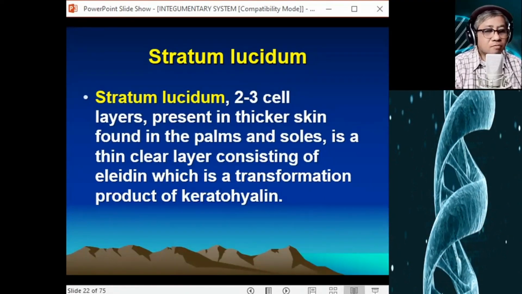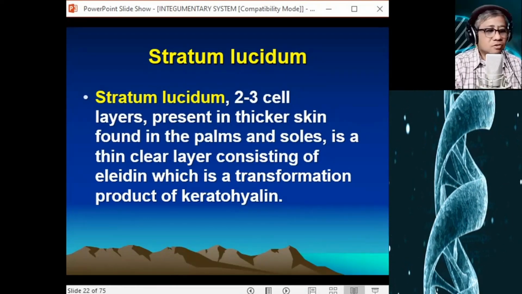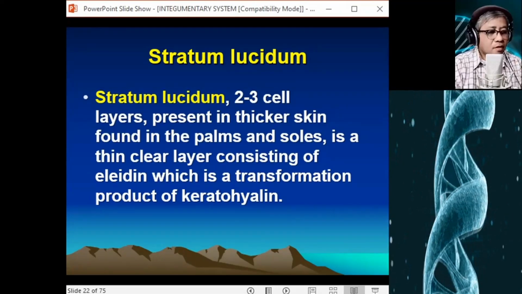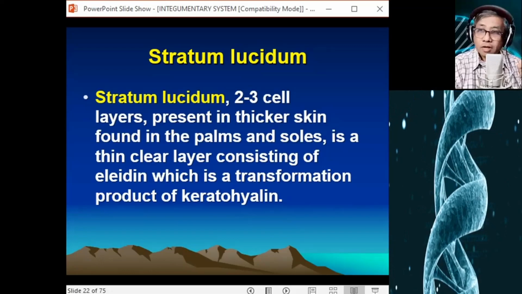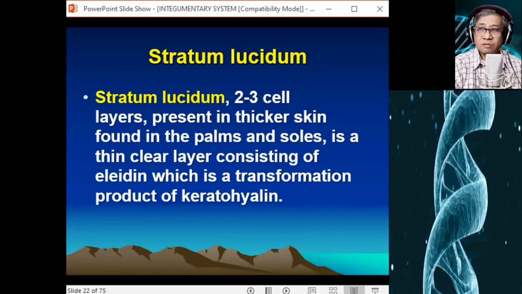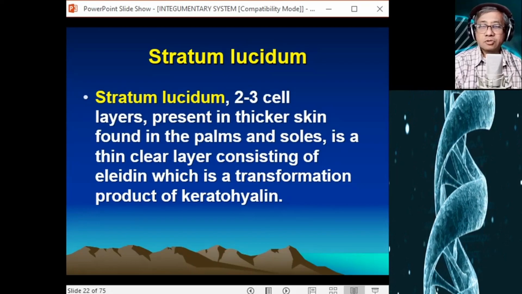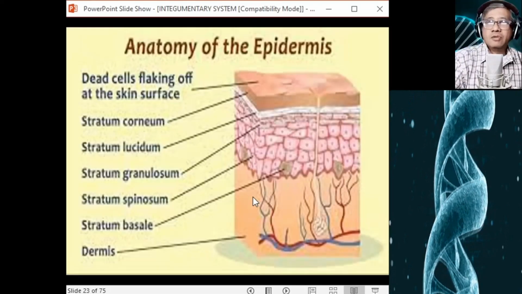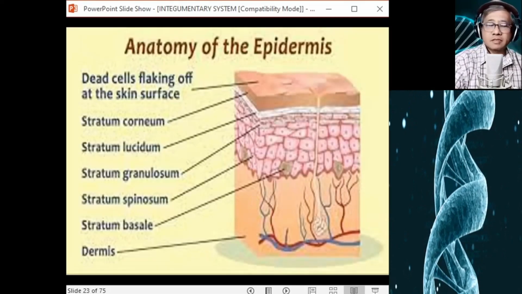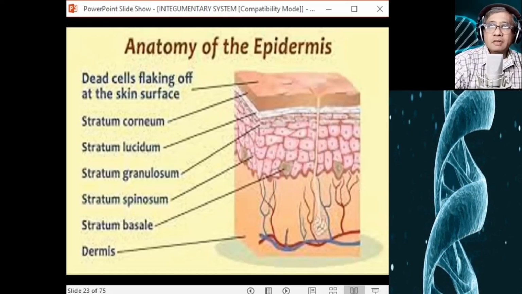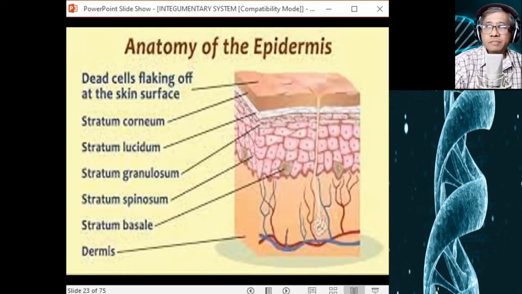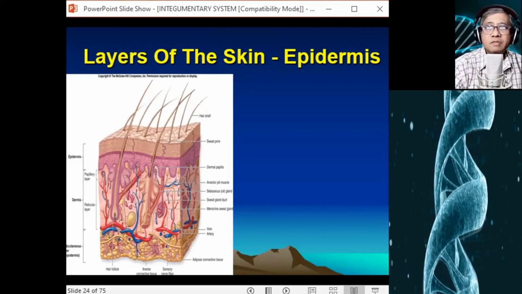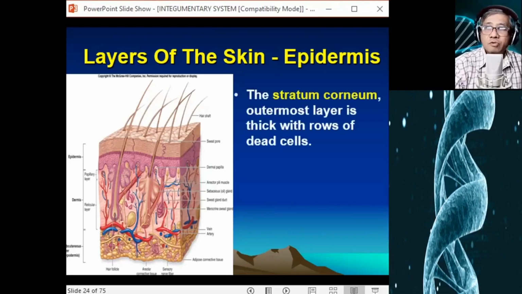Alam niyo ibig sabihin ng callus, yung may kalyo. Okay, di ba? So, to add more protection, let's say if you're playing guitar, to protect the fingertips, medyo kumakapal yan. So, yun yung stratum lucidum. That gives additional protection to the skin dito, no, when it is subjected to external forces. Okay, and lastly, above the stratum lucidum is stratum corneum. Okay, so let us now proceed with the outermost layer of the epidermis, which is stratum corneum.